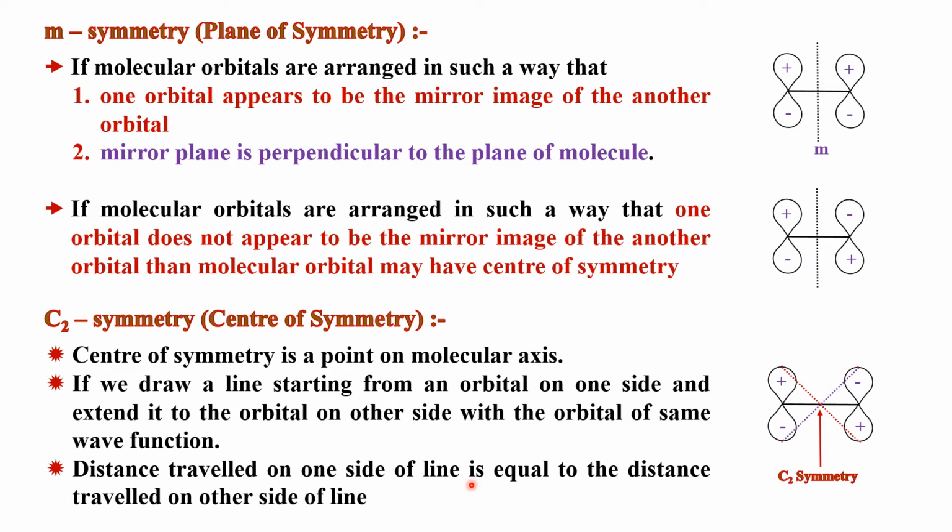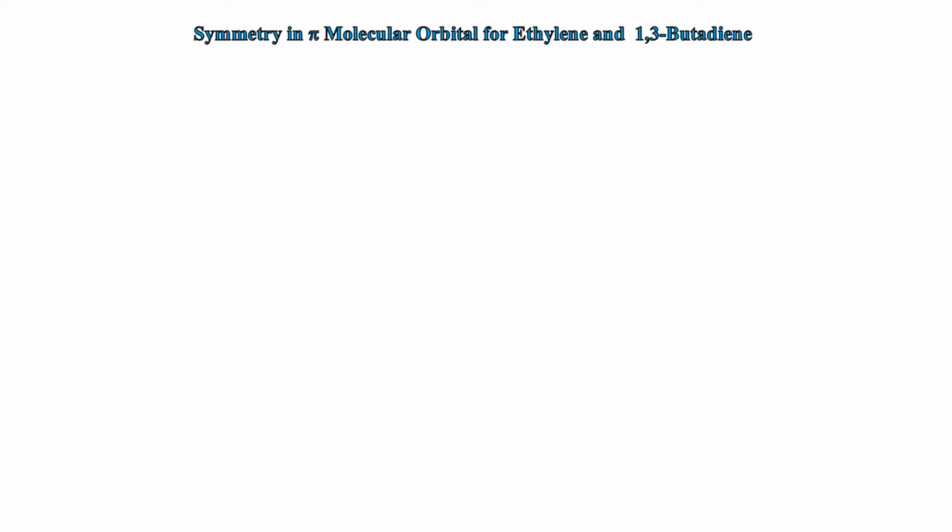The distance traveled on one side of the line is equal to that on the other side. So this is the center of symmetry. These are the basic things we shall be using while discussing other topics in this chapter. Come to symmetry in the pi molecular orbitals of ethylene and 1,3-butadiene.